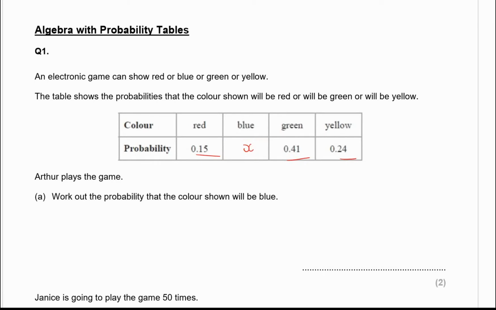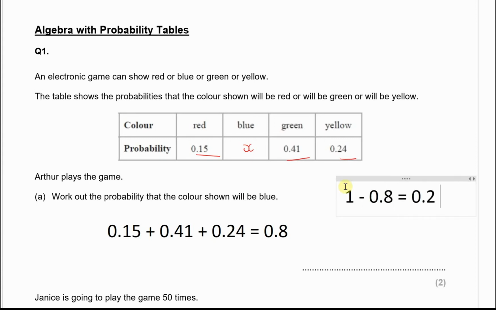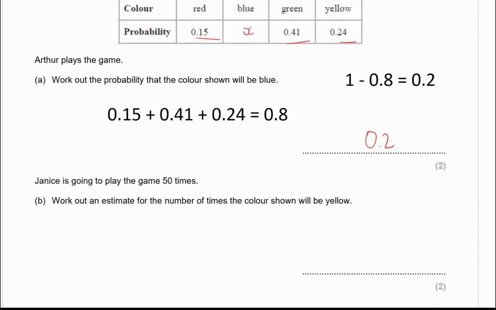So, a basic equation, like finding an angle in a rectangle or triangle. You add together the probabilities you know, and for this you can typically use a calculator. If not, it's not too hard anyway. Then we know probabilities must always add up to 1. So to work out the missing probability, you just do 1 take away what you've got so far, and that is the odds that the colour shown will be blue.